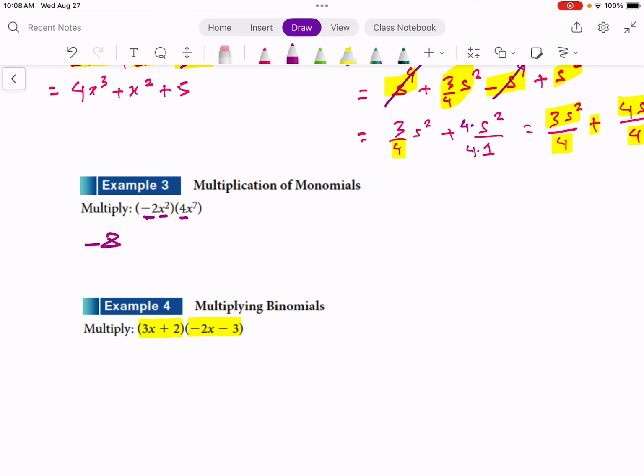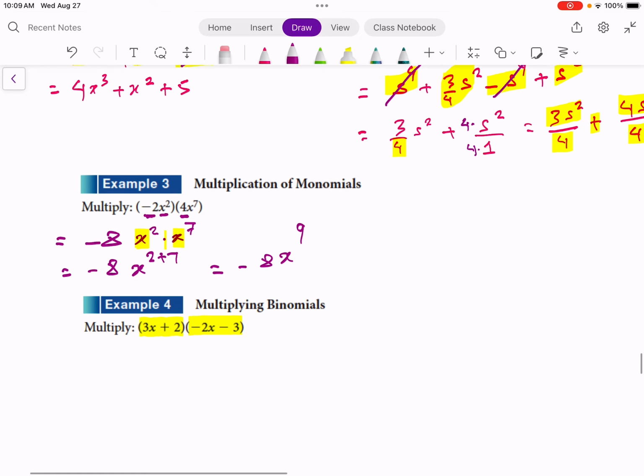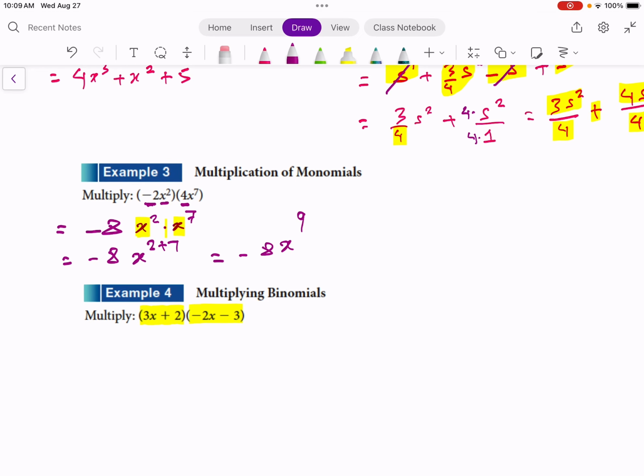So let me write that. We have x square times x to the power 7. So the base is the same. So we have a base x, and we are multiplying. And when you multiply exponent terms with the same base, we add the exponents. So this is x to the power 2 plus 7. And this is negative 8x to the power 9. So if you are multiplying exponents with the same base, you add the exponents. If you are dividing, you find the difference. Any question up to here?